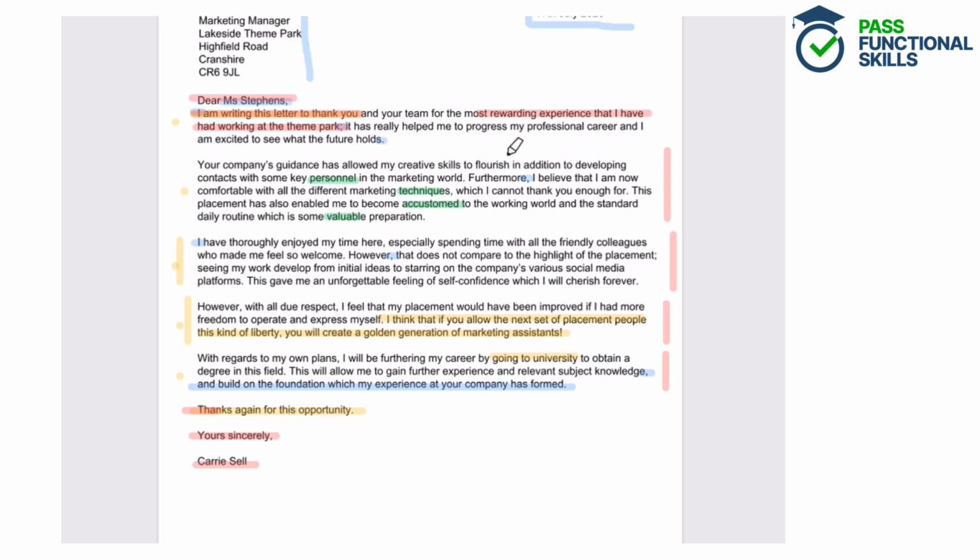We've followed on from this sentence using this connective word here, furthermore. Furthermore, I believe that I'm now comfortable with all the different marketing techniques. So they're focusing on creative skills and then linking this to marketing techniques that they've learned, which I cannot thank you enough for. This placement has also enabled me to become accustomed to the working world. So they've used that connective there also to connect their ideas to the previous sentences.